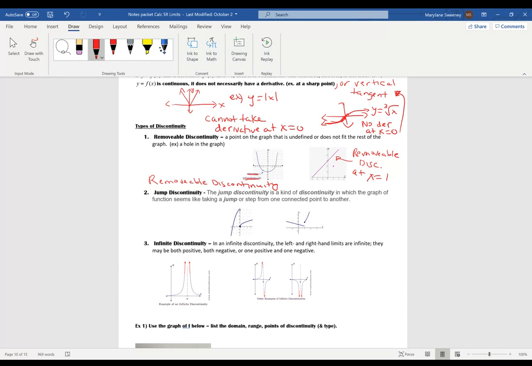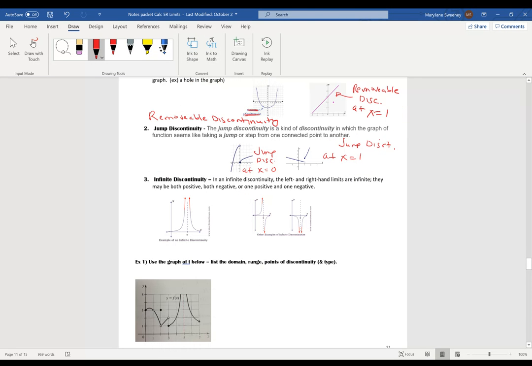Jump discontinuity, it's exactly what it sounds like. There is a jump in the graph. If I were tracing this graph, I'd have to jump to continue tracing it. So I'd have to jump up here to continue on down. So that's jump discontinuity. This one has jump discontinuity at x equals 0. This one has jump discontinuity at x equals 1.